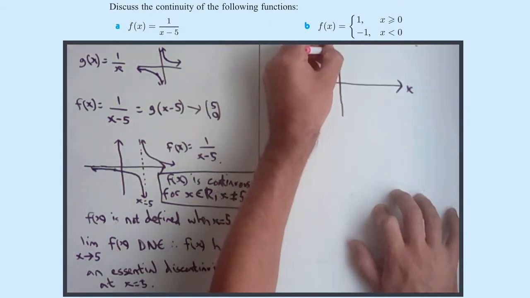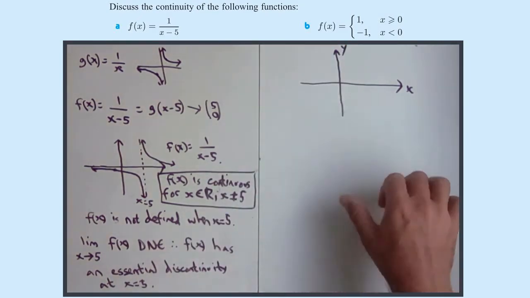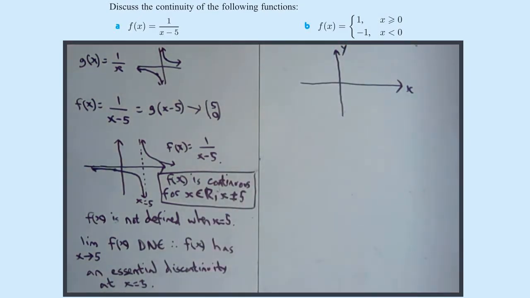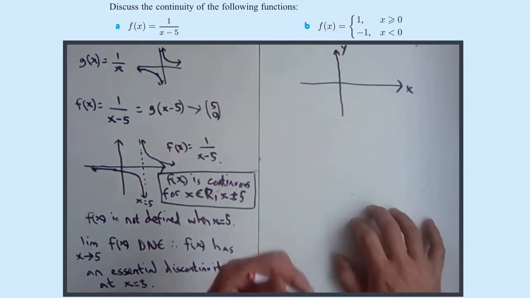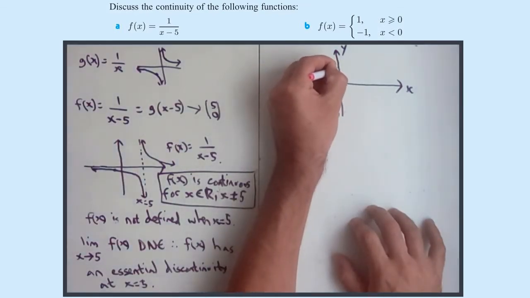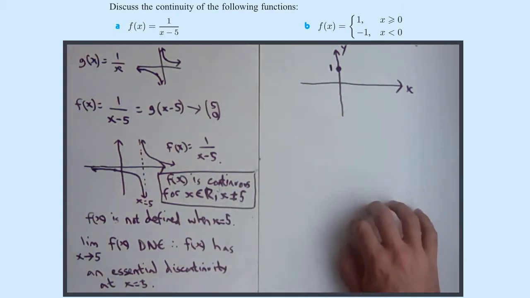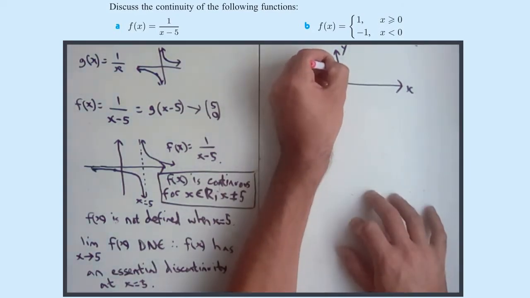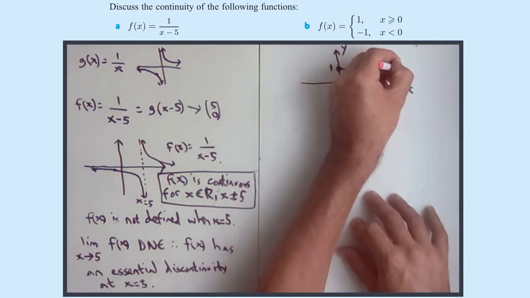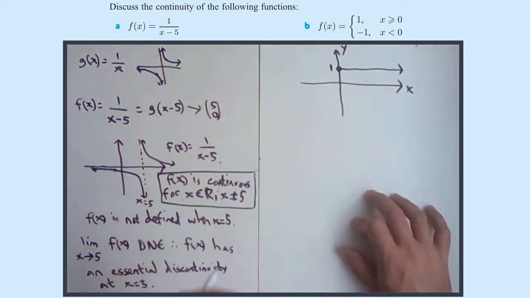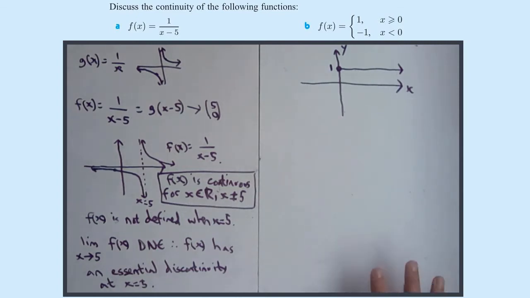It's x and y. So we are told that f of x equals 1 when x is greater than or equal to 0. So when x equals 0, f of x is 1. So we can include this 1 here. And then when x is greater than 0, it's still 1. So all the way in this direction it is going to keep going on. It's basically the graph of y equals 1.